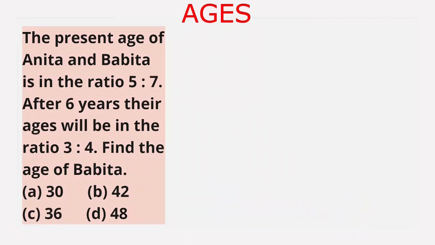We are going to solve this question by two methods. The first method is by concepts and the second is the shortcut method. It is given that the ratio of ages of Anita and Babita is 5:7. I am writing A for Anita and B for Babita. Therefore, A ratio B equal to 5x upon 7x.